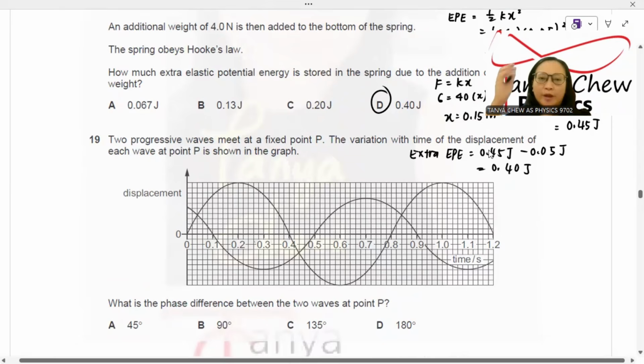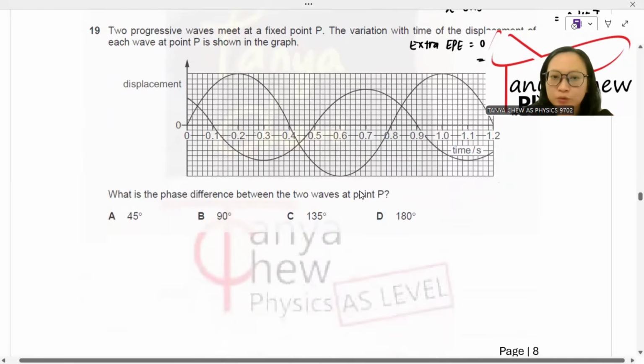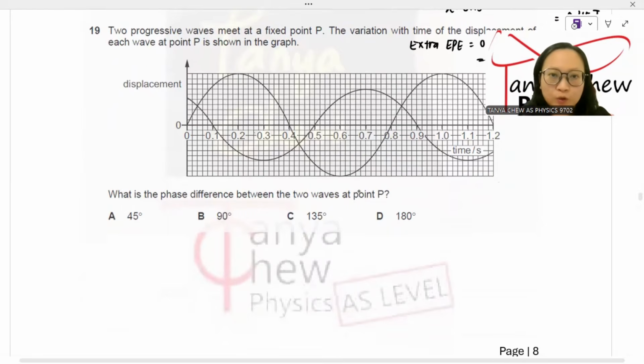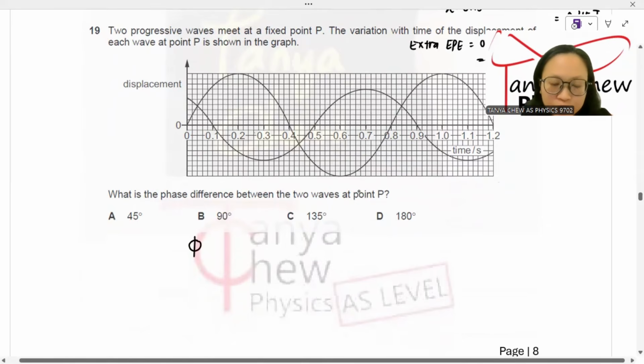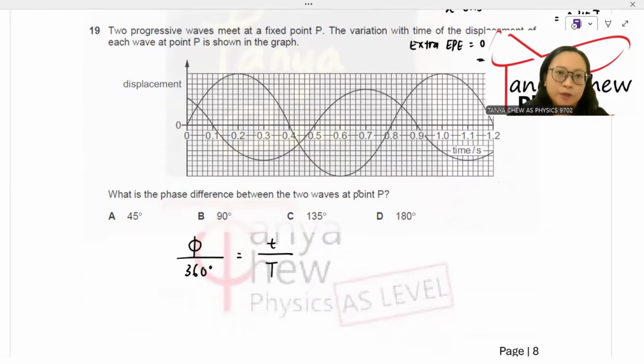Question number 19. Two progressive waves meet at a fixed point P. Variation with time of the displacement of each wave at point P is shown in the graph. What is the phase difference between two waves at point P? First of all, this is the equation of the phase difference. It is measured in degrees, so I multiply by 360 degrees. The x-axis is time, so you have to find the time difference divided by 1 period.